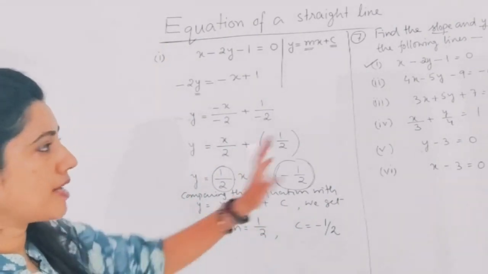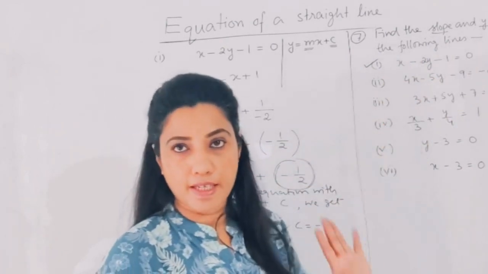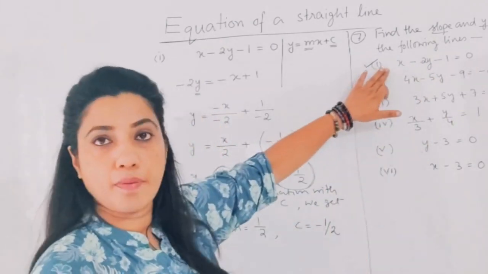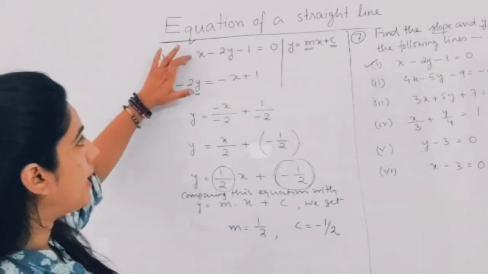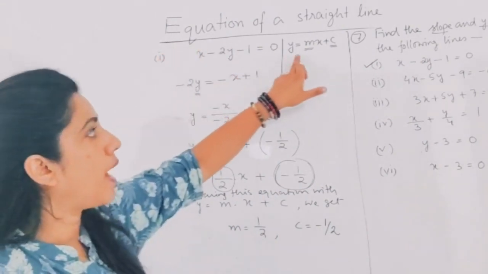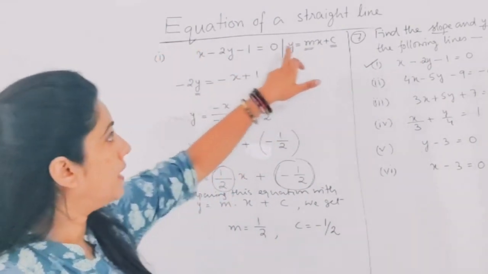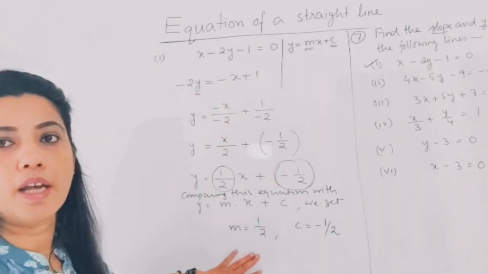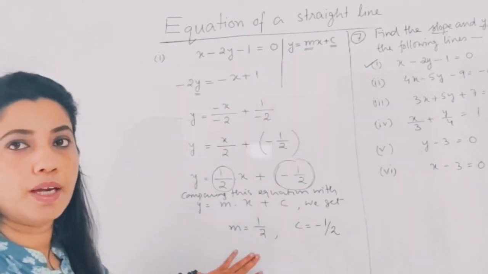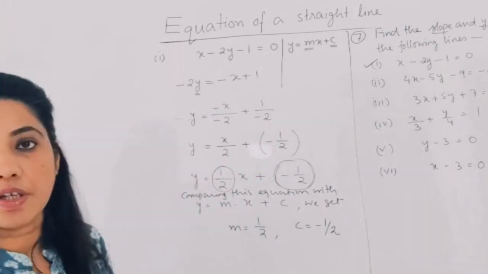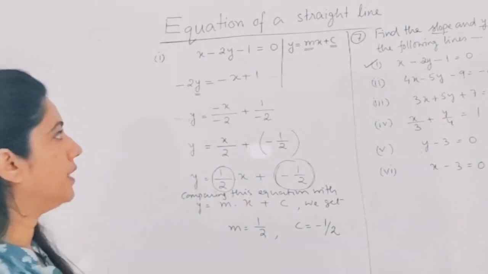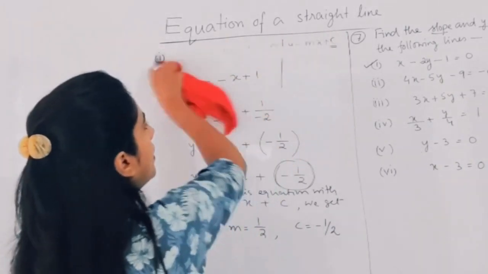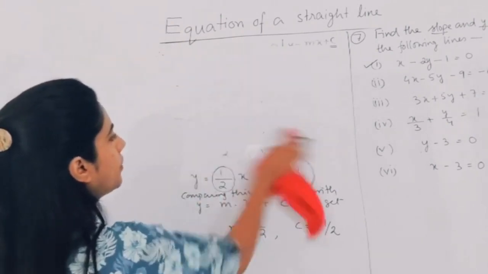So whenever they ask you to find out the slope and y-intercept and the equation of the line is given to you, you have to get that equation of the line in the form of y is equal to mx plus c. In this form you have to write it, and then you can compare with this and get your m and c values. Okay, let us start with the next question. You can pause the video and try this answer on your own. Let us start the next question, question number 2.